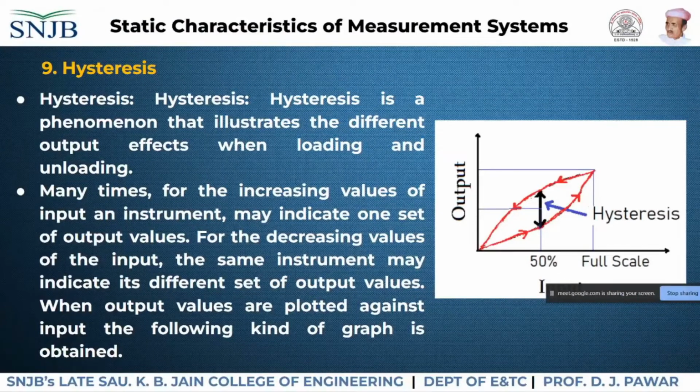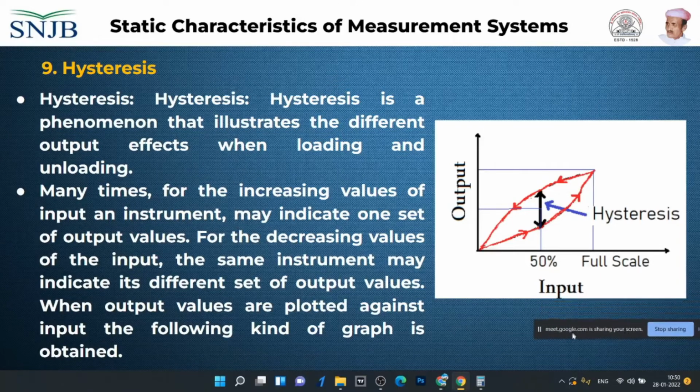And then hysteresis. Hysteresis is a phenomenon that illustrates the different output effects when loading and unloading. Many times for the increasing values of input of an instrument may indicate one set of output values. जसं इथे दिसतंय, वाढवताना खालून वर जाताना हा खालचा कर्व फॉर्म झाला. For the decreasing values of the input, same instrument may indicate its different set of output values. हा वरचा कर्व खाली आला. म्हणजे फॉर एक्झाम्पल जिथे 50% दिलेलं आहे त्या ठिकाणी या दोघं रेंजच्या वेळेस म्हणजे वाढवताना कमी करताना इनपुट सेम होतं, पण दोघं केसमध्ये बघा डिफरंट आउटपुट दिलेले आहे. हा जो एरर आहे याला म्हटलं जातं हिस्टेरिसिस. When output values are plotted against input, the following kind of graph is obtained. This graph will be known as hysteresis chart.